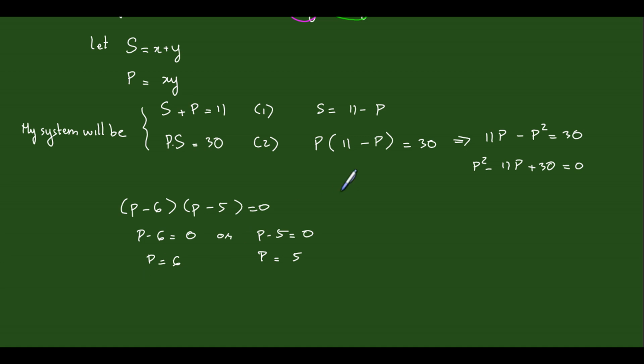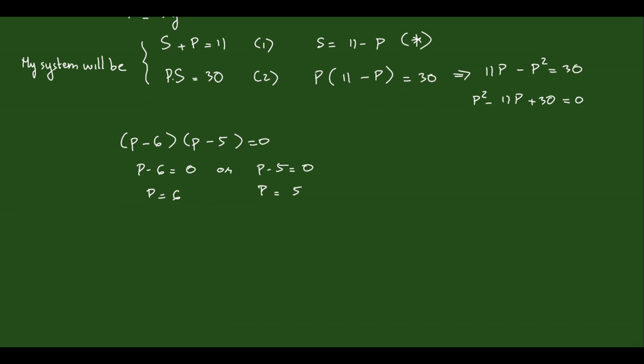Then we plug back into what I'm going to call the star equation, s equals 11 minus p. After you plug p in, what does s become? If p equals 6, then s becomes 11 minus 6, which equals 5. If you plug in p equals 5, then 11 minus 5 becomes 6. So if s is 5, p is 6. If s is 6, p is 5.